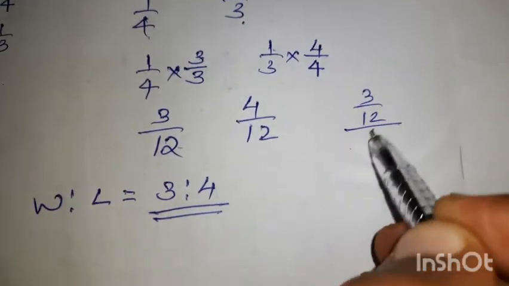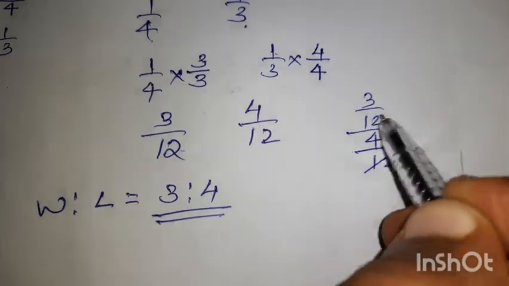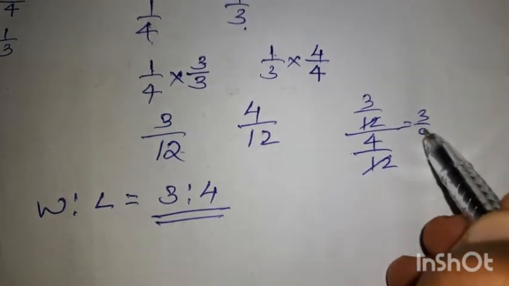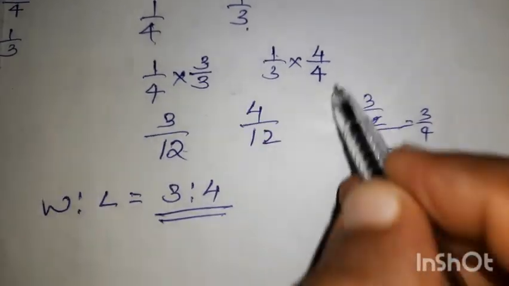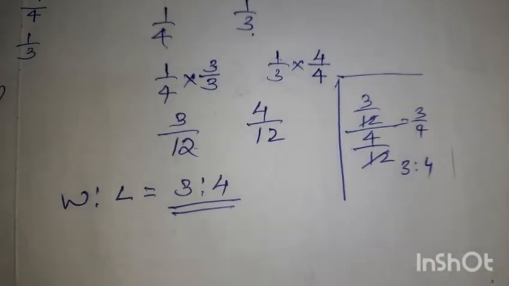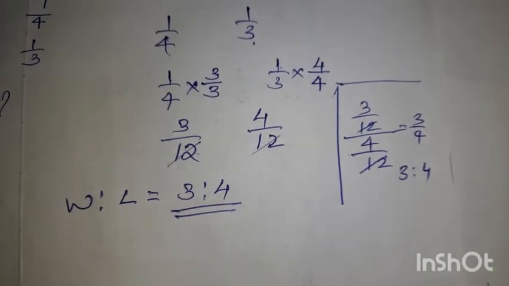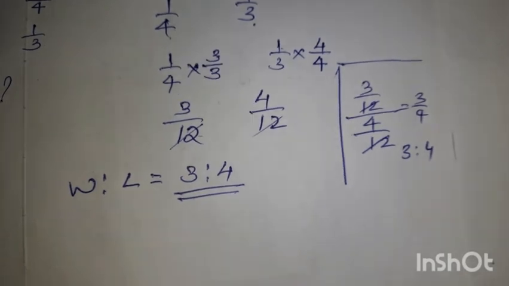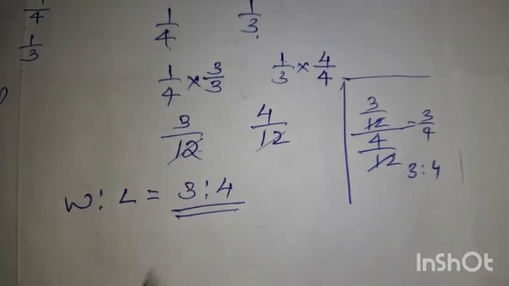3/12 all divided by 4/12. This 12 and 12 will be cancelled. We will get 3/4. 3/4 we can write as 3:4. Okay, like that also you can find out. Or the commonly you can cut it. The denominator is common, so we can write the denominator like this.